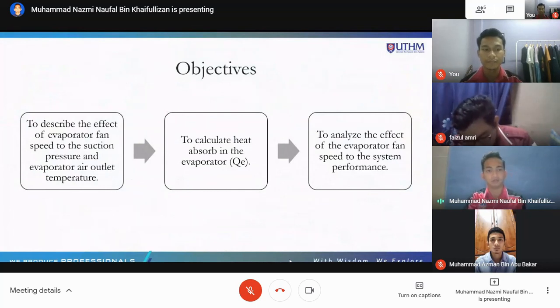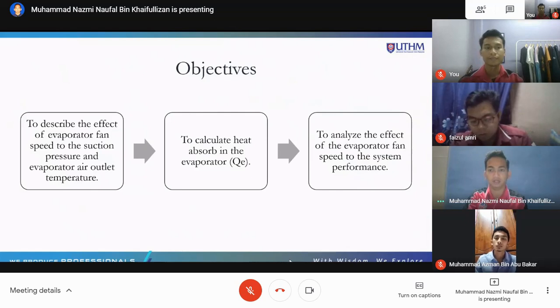There are three objectives of this experiment. First, to describe the effect of evaporator fan speed on the suction pressure and evaporator air outlet temperature. Next, to calculate heat absorbed in the evaporator. And the last one is to analyze the effect of the evaporator fan speed on the system performance.